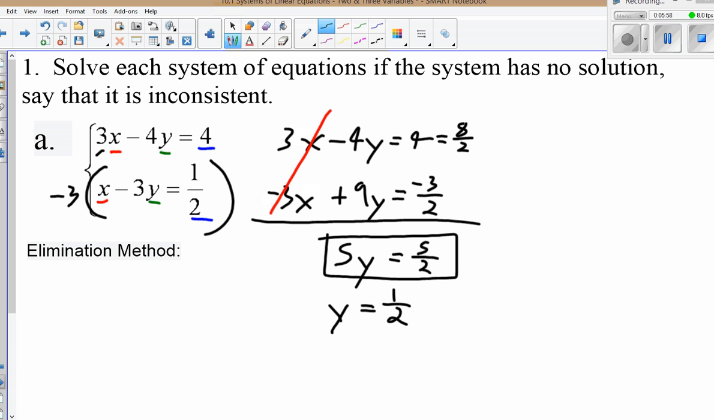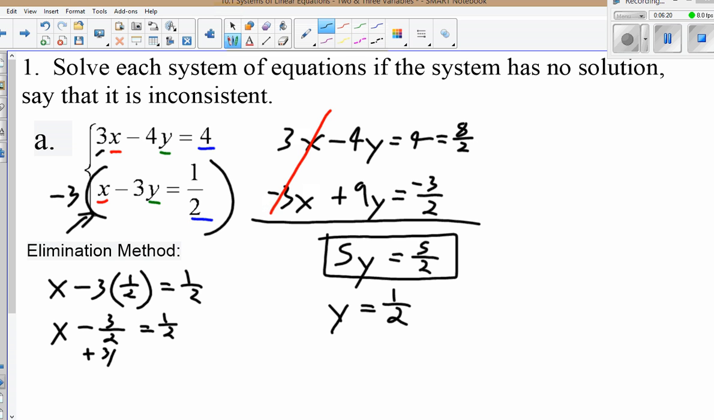All right, once I get this value, I can plug it into either one of the equations and solve for my x value. So let's say I put it into my bottom one, I'm going to have x minus 3 times 1 half equals 1 half. I get x minus 3 halves equals 1 half. I add 3 halves to both sides, and I get x is equal to 4 halves, or 2. So my solution is (2, 1 half).